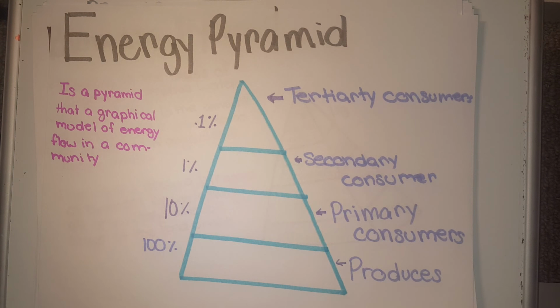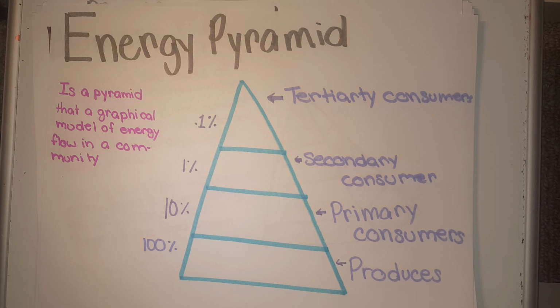These are important parts of the food web, but the food web is not the only ecology factor out there. There is also the energy pyramid. An energy pyramid is a graphical model of energy flowing through an ecosystem in a community. The different levels represent different groups of organisms that might compose a food chain.